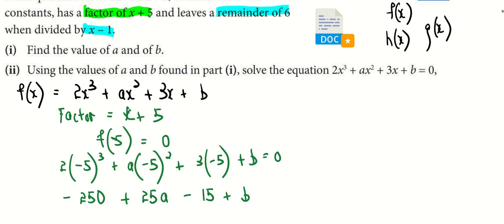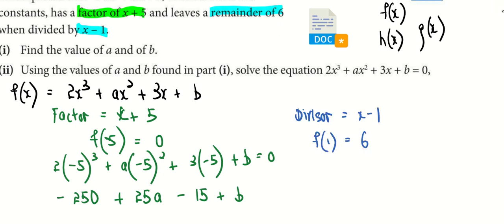Look at the blue portion. The remainder is 6 when divided by x - 1. This is not called a factor. This is called a divisor. And I'm going to write on the right hand side to give myself a bit more space as well. So take note, make use of the remainder theorem.